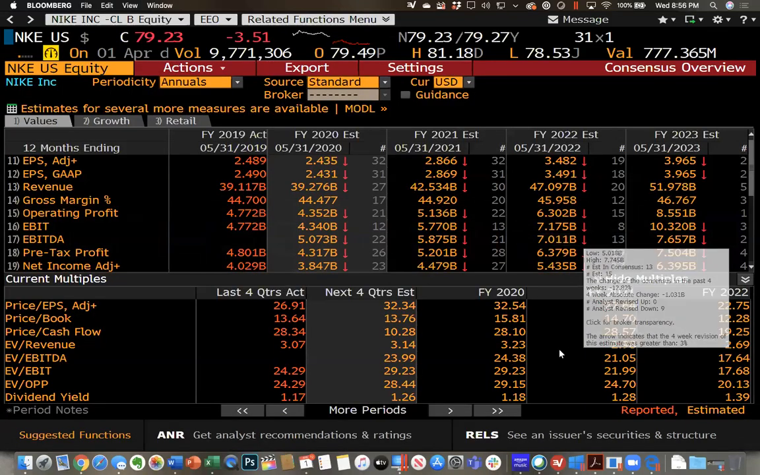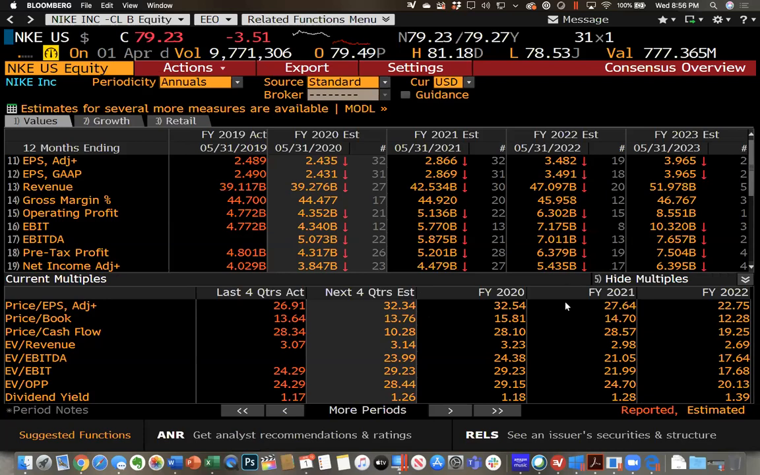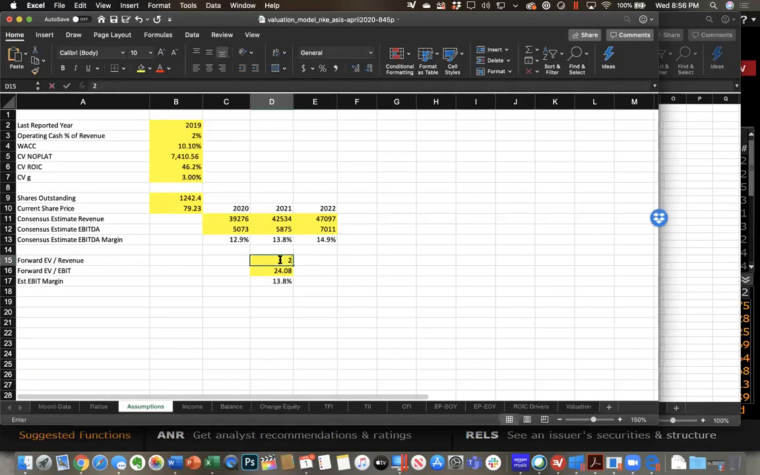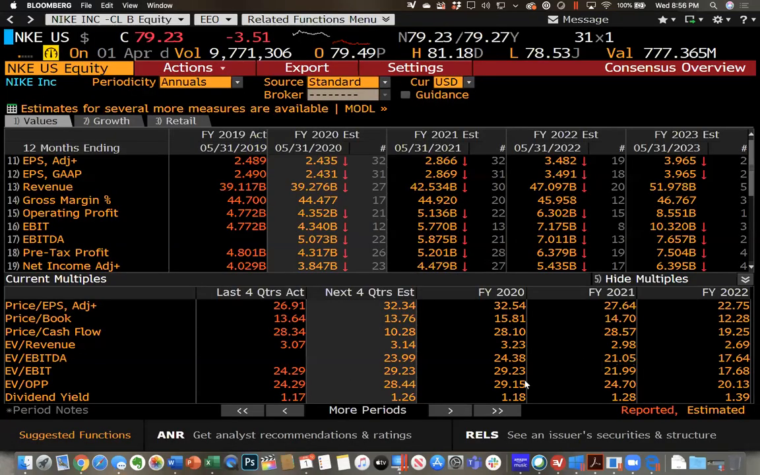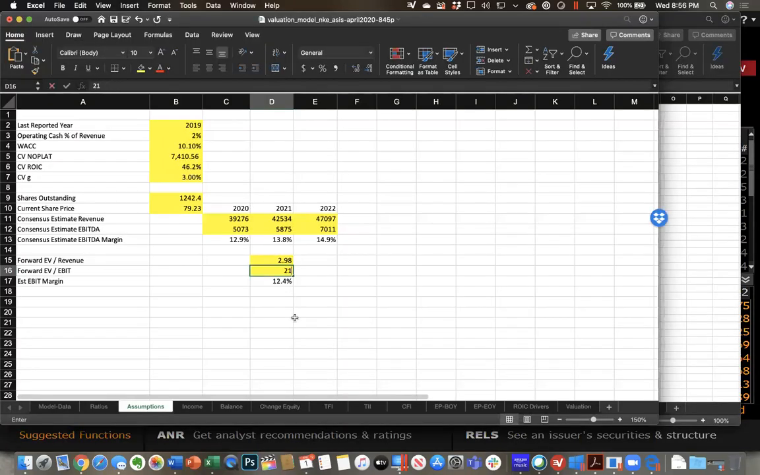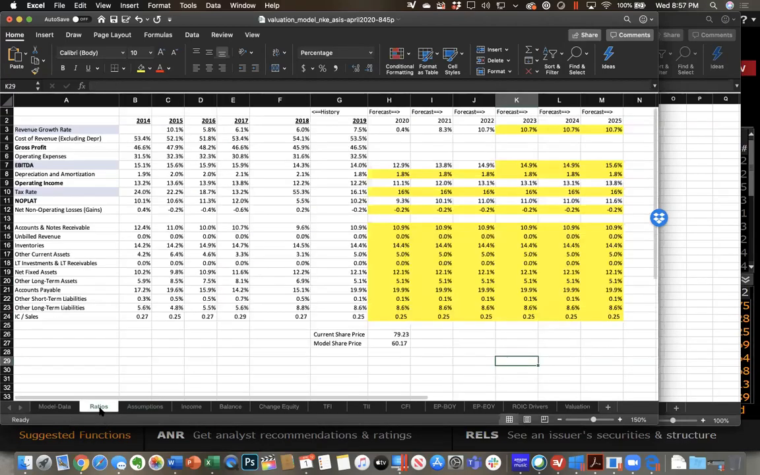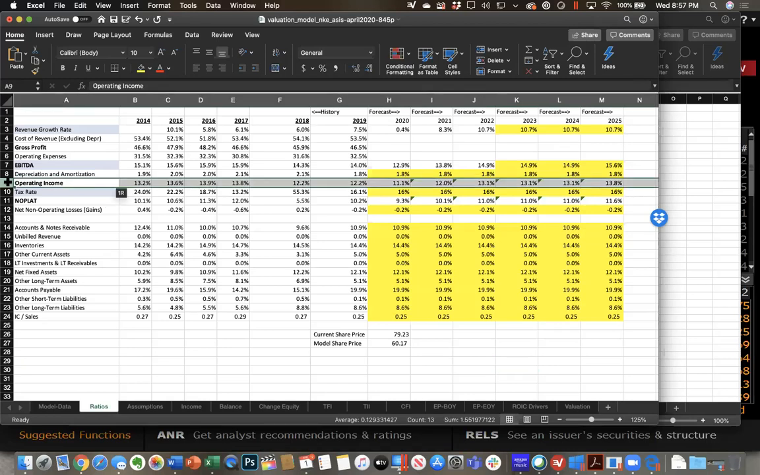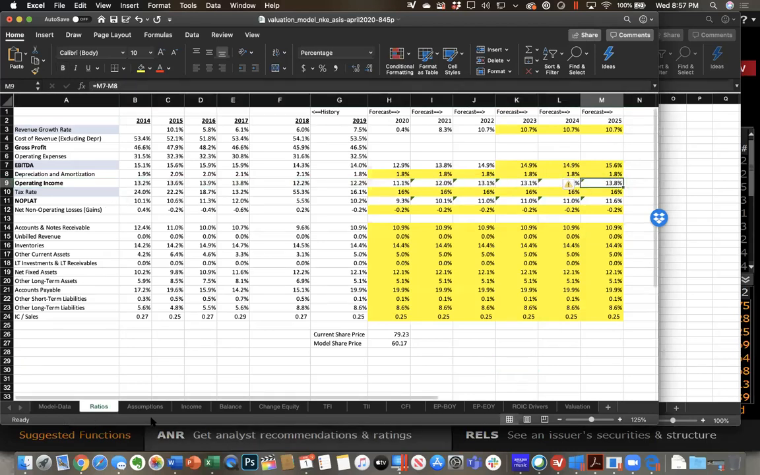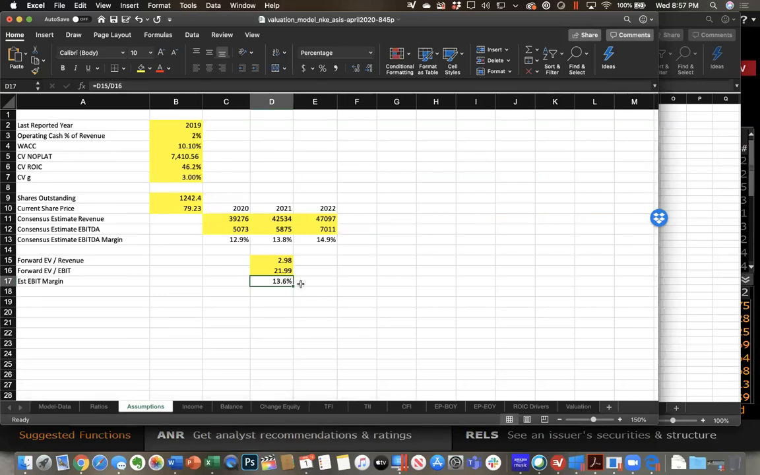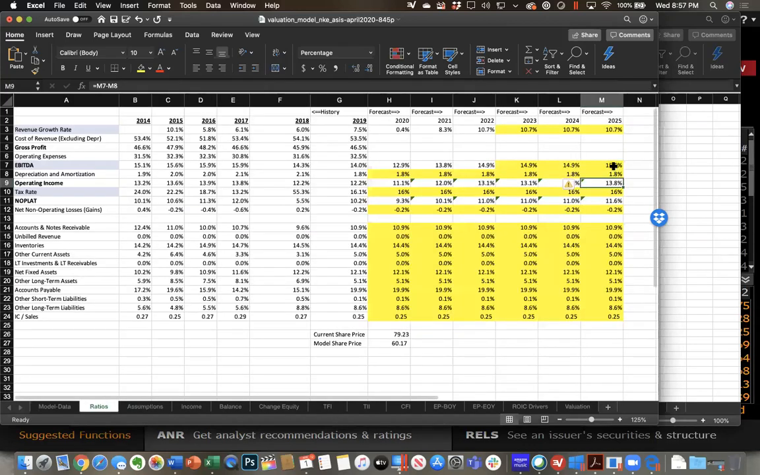And in terms of the multiples today, Nike is trading at a second forward year EV to sales of 2.98, and EV to EBIT second forward year of 21.99, suggesting that the EBIT margin will be 13.6%. So when we go to the ratios, I want to make sure that, first of all, the EBIT and EBITDA have already been updated for these 3 years, but this margin here, instead of 13.8, because of the trading ratios today, we back-solve for it, it should be 13.6. So one of the things I'm going to do is change this to 15.4. Obviously, that changes the share price a little bit.